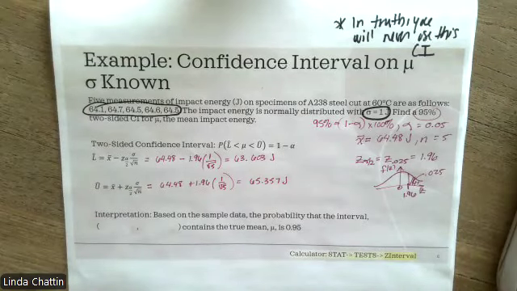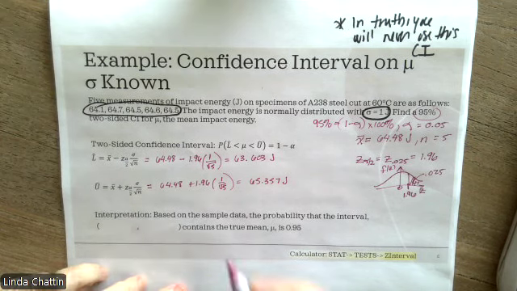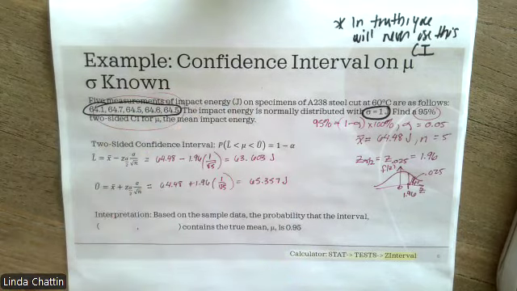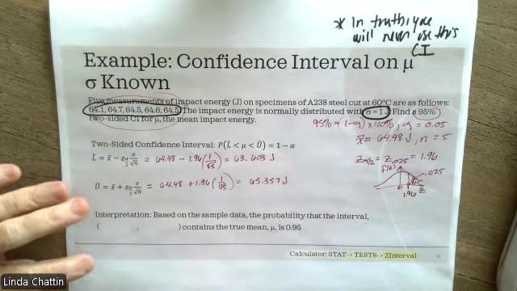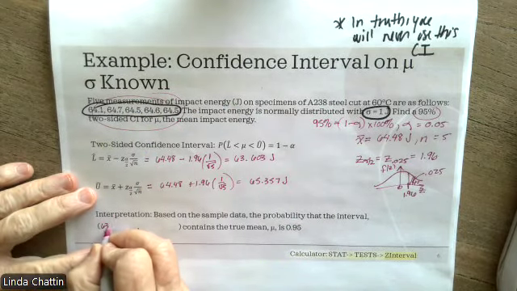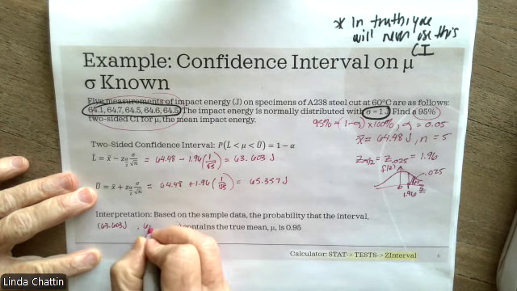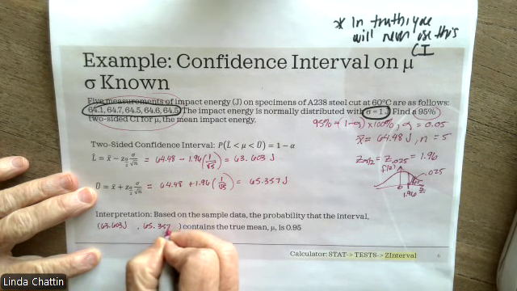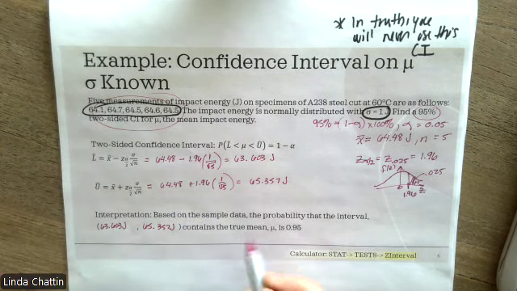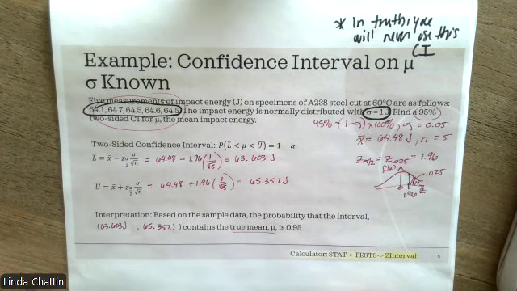And this is how you would present it in a meeting or to a supervisor or to yourself. You would say, based on the sample data, the probability that the interval 63.603 joules up to 65.357 joules contains the true mean, again, we don't know what it is, is 0.95.